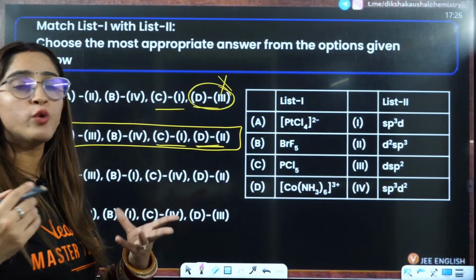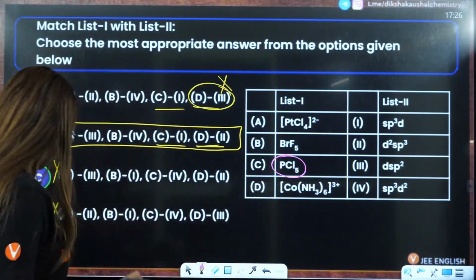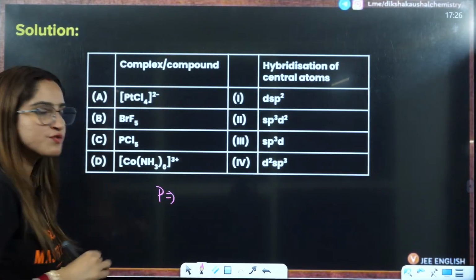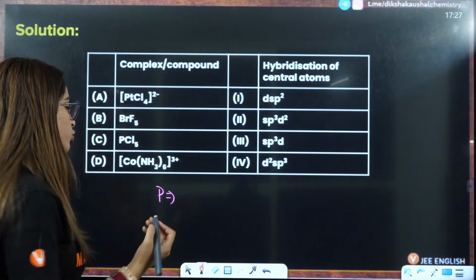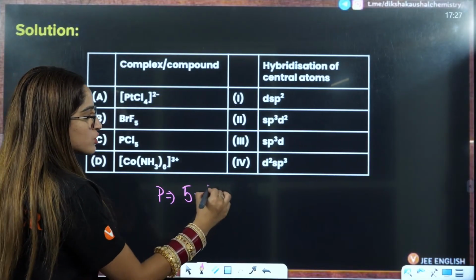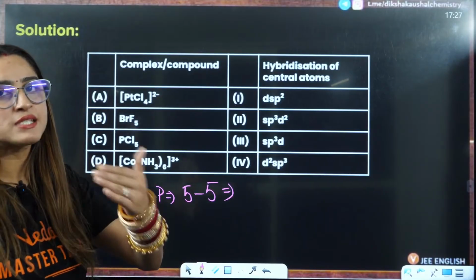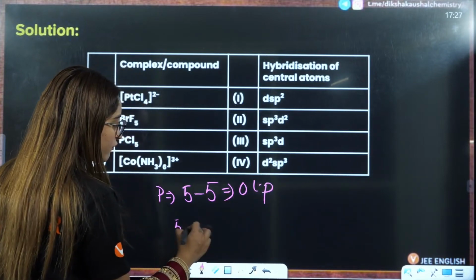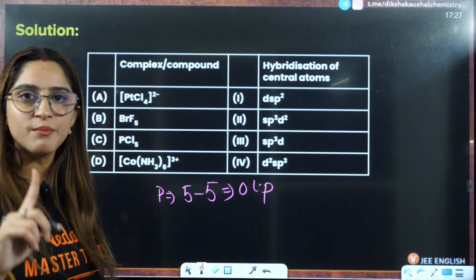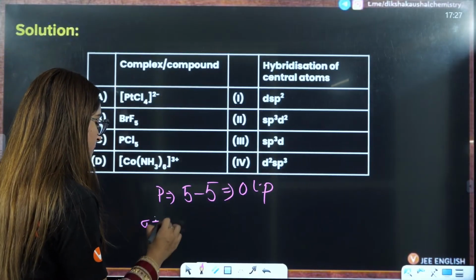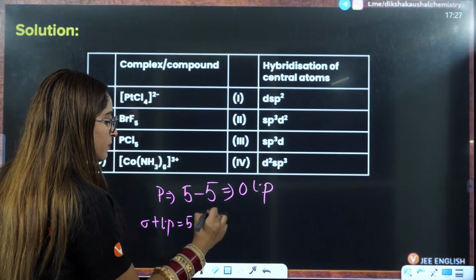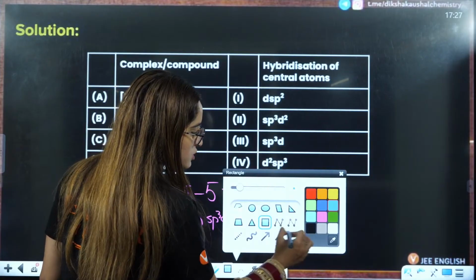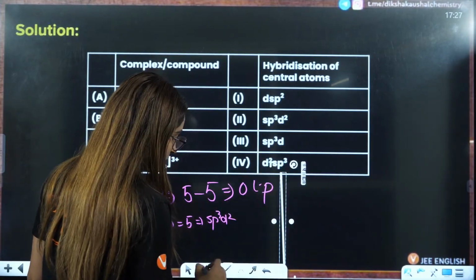Now let's say you want to know the hybridization of PCl5. How will we know? Phosphorus belongs to group number 15, so it has 5 outermost electrons, and all are occupied in making bond pairs because you have 5 Cl. So you have 0 lone pairs. The number of sigma bonds plus lone pairs is going to be 5, and that is nothing but sp3d. That is how you solve questions for VBT and chemical bonding.